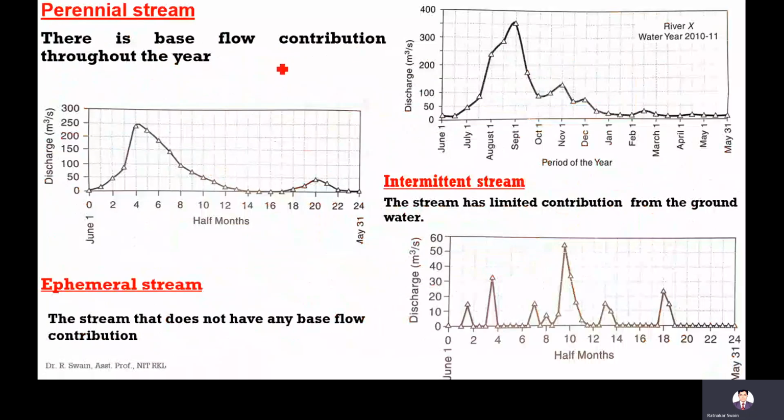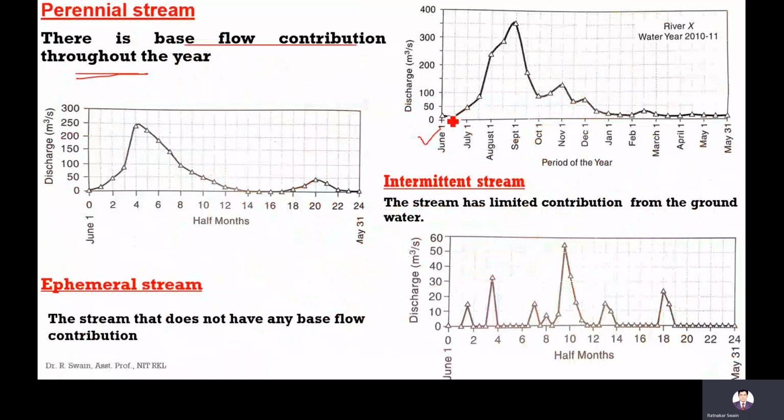In a perennial stream, throughout the year there is base flow contribution. Here is the plot between discharge and time, from June 1 to May 31. This is called the water year, like an academic year. So usually the plot is between June 1 and May 31.